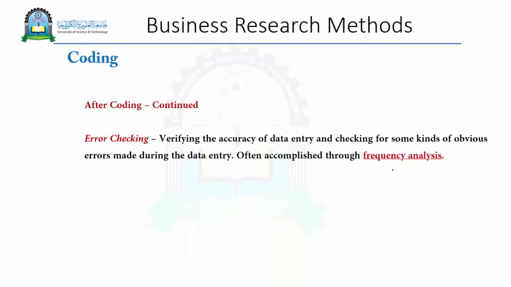After coding, we also need to check for errors in the coding process. There must be some errors appearing, so we can use frequency analysis to find any irregularities and double check the errors, verifying the accuracy of data entry and checking for obvious errors made during data entry.